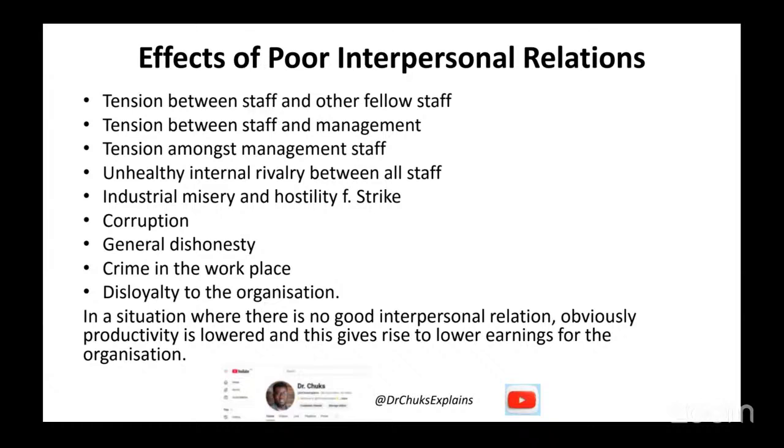Then loss of loyalty to the organization ultimately. And all these put together will definitely reduce or impede the performance of the organization. In a situation where there are no good interpersonal relations, obviously the productivity is lowered, and this gives rise to low earnings for the organization. Ultimately, people may be sacked once earnings and productivity keep dropping.